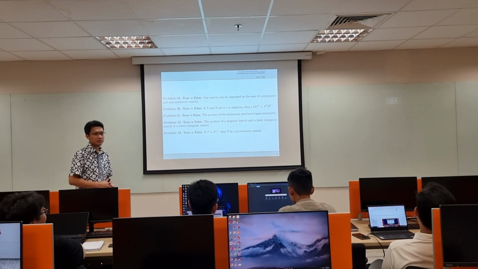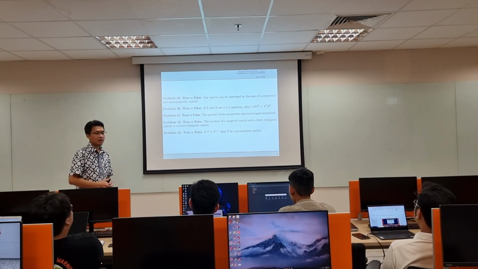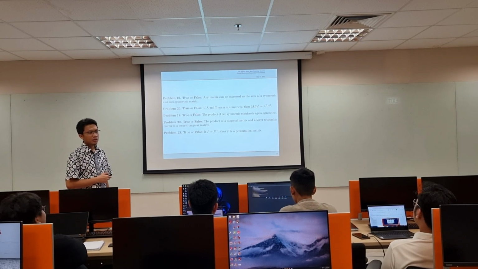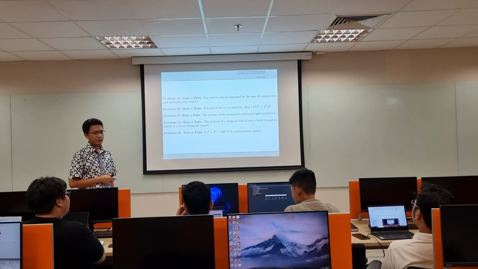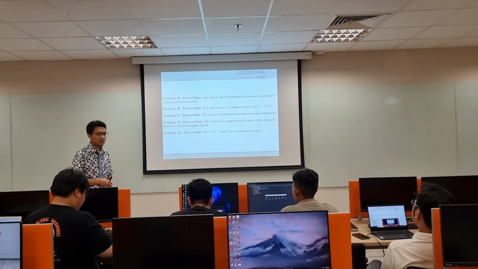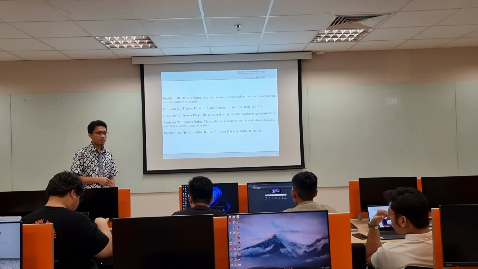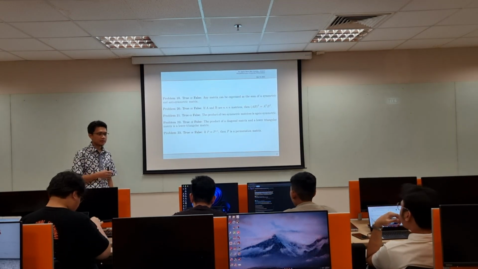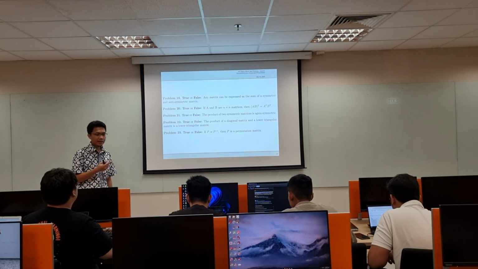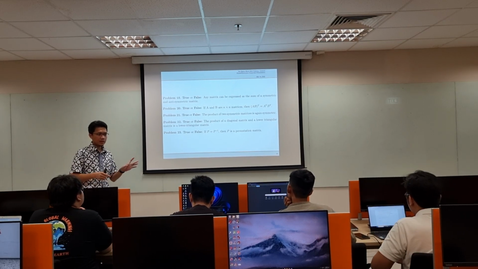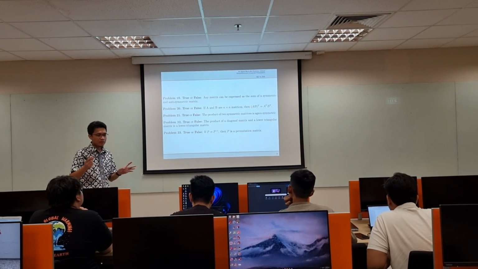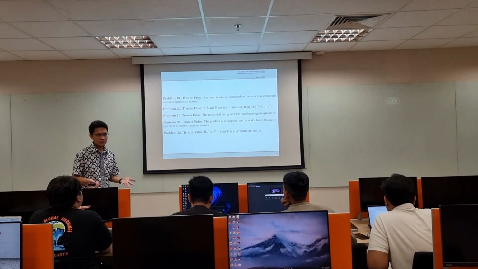It's false. I think it's false because it will be too constraining for a matrix. Very constraining. Let's say a diagonal matrix. Can you express a diagonal matrix as a summation of symmetric and anti-symmetric? One must be anti-symmetric. It's difficult.